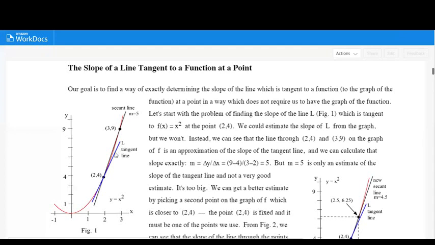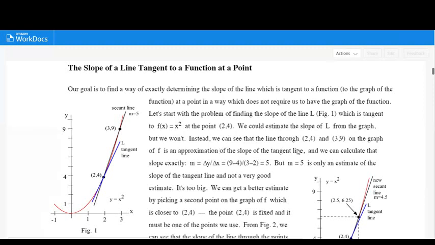So this is the line L here, which is tangent to the function x squared. So ito. So if we say tangent, based on sa quiz nyo, tangent is a line that touches the curve at only one point. So dito lang siya nag-touch. Only one point lang yung na-touch niya sa curve. Okay? So instead, here we could estimate the slope of L from the graph, but we won't. So hindi natin siya i-estimate.